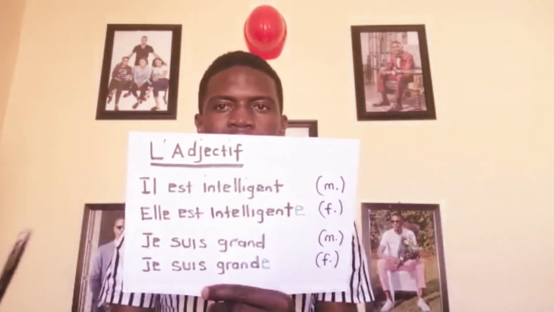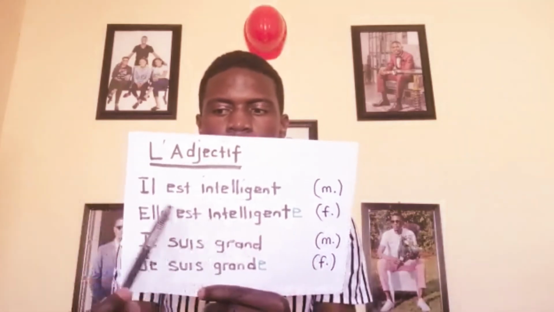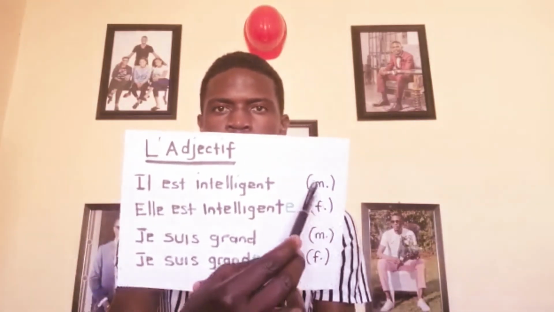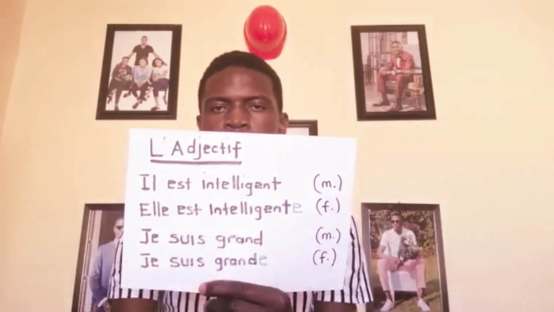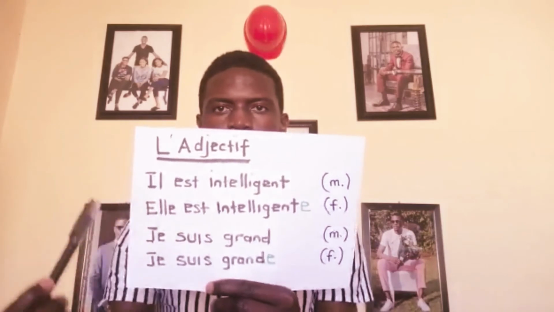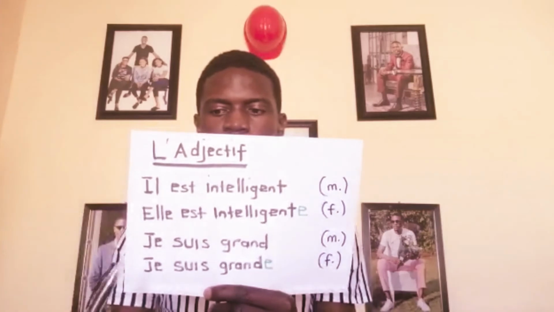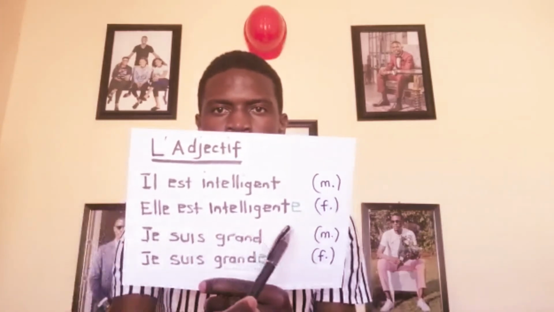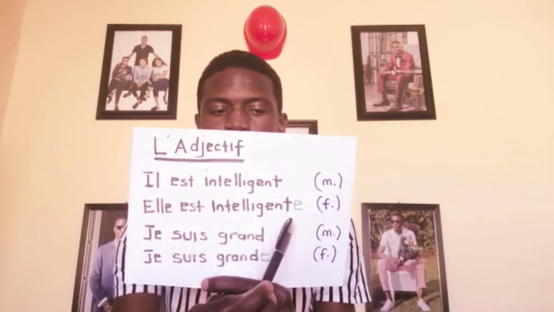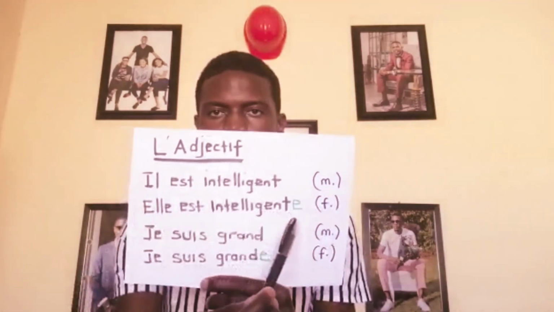So if you'd like to say he is intelligent, you say il est intelligent. The M there denotes masculine, meaning male in terms of gender. Now, look at what happens when you're referring to a female. You want to say she is intelligent. You say elle est intelligente. So you add the E at the end of the adjective intelligent. Elle est intelligente.